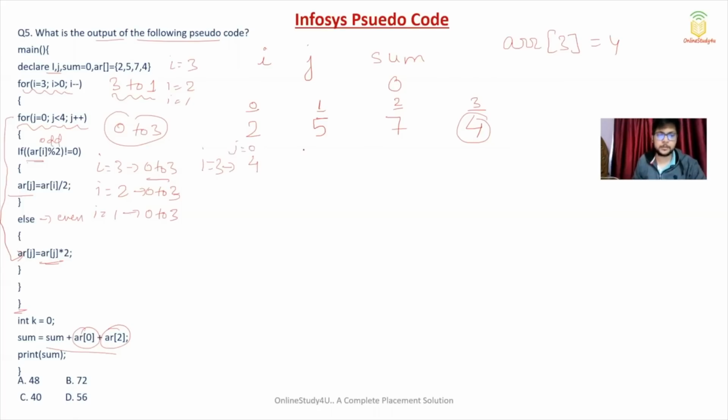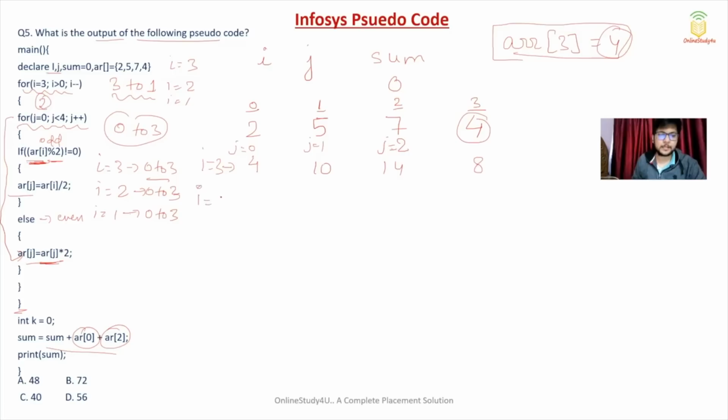Next iteration of j, when j will become 1. Now it will again check if array of i is even or odd. Array of i is constant, right? It is 4. So it will again go into the else and it will double it. Then j will get incremented to 2. And now it will again check if array of i mod 2 is odd or even. It was constant, so it is even again. So it will just double it. And now it will again check if array of i is even or odd. It is even. So it will again just double it. After doubling it, my i will get reduced from 3 to 2.